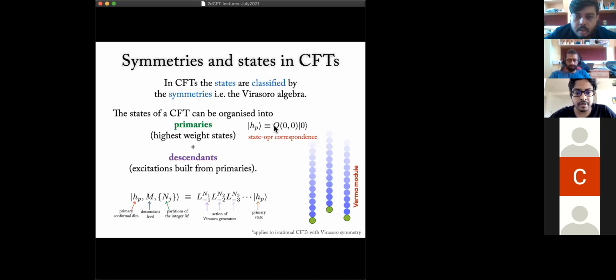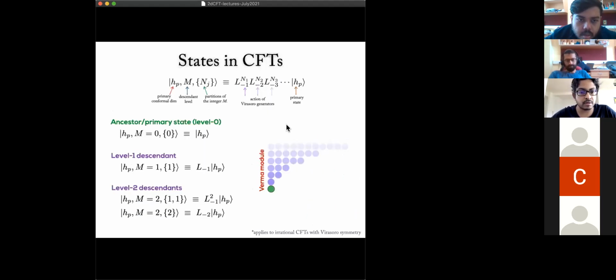Now, I'm saying primary operator and primary state synonymously because there is a state-operator correspondence by which you can act this operator O on the origin, on the vacuum, and thereby create an excited state corresponding to that primary operator, which is denoted by h_P over here. Now, what are these descendant states? You start with some primary state, you act on it with a bunch of Virasoro generators with negative modes, and thereby you can get these descendant states. Okay, so let's see this in detail.